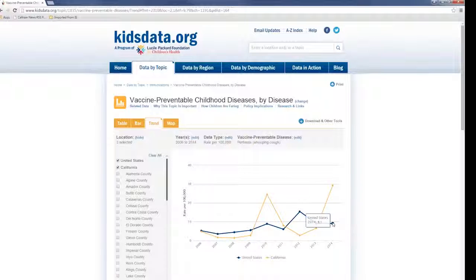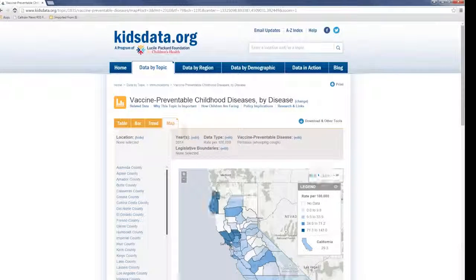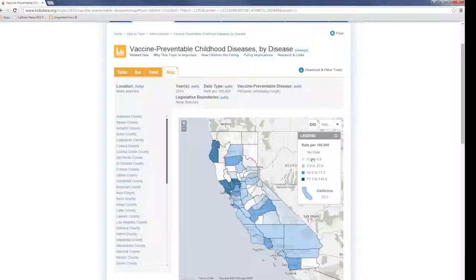especially in the most recent year of data available, which is 2014. There was also striking variation at the county level, with rates per 100,000 ranging from 0.0 to more than 100 in some of these Northern California counties. So now that the personal belief exemptions have been eliminated in California, we're all very interested to see how these figures are going to change.